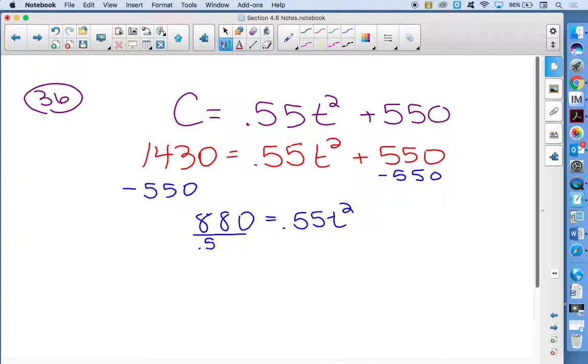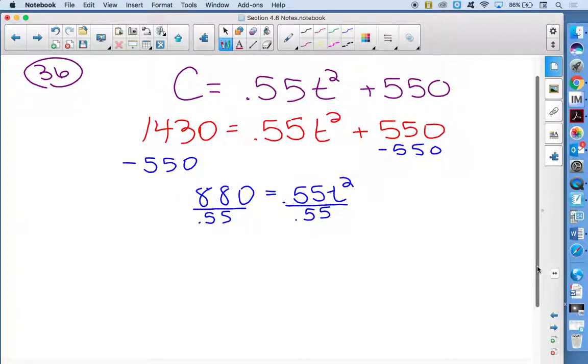You could have also just said, hey, I just want to divide by 0.55. That would have been okay as well. What did you get, Anastasia? So it actually worked out kind of nice. And then the last thing, take the square root, because we have a t squared. To solve for t, we have to take the square root of it.